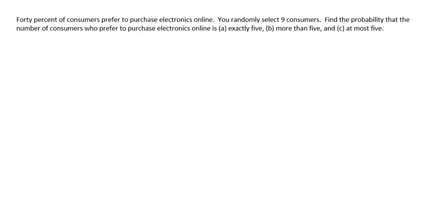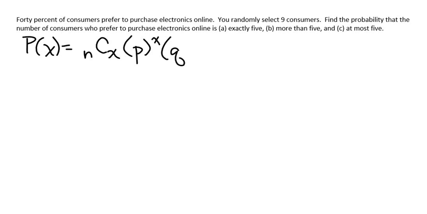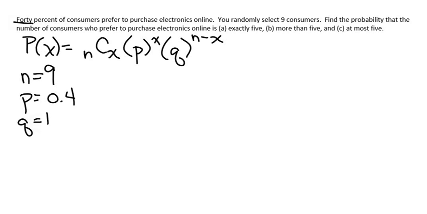For this problem, we're going to use the binomial distribution. So let's write out that formula. In our problem, N is 9, since we are randomly selecting 9 consumers. P is going to be 0.4 for 40%, and Q is going to be 1 minus 0.4, which is 0.6.